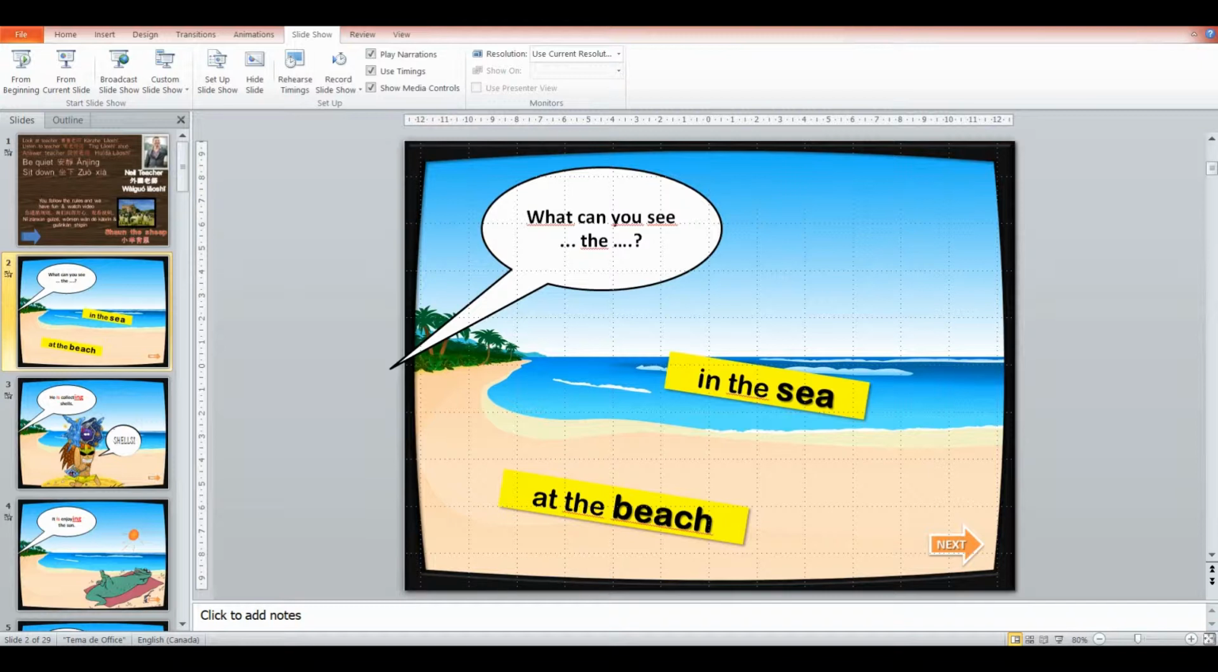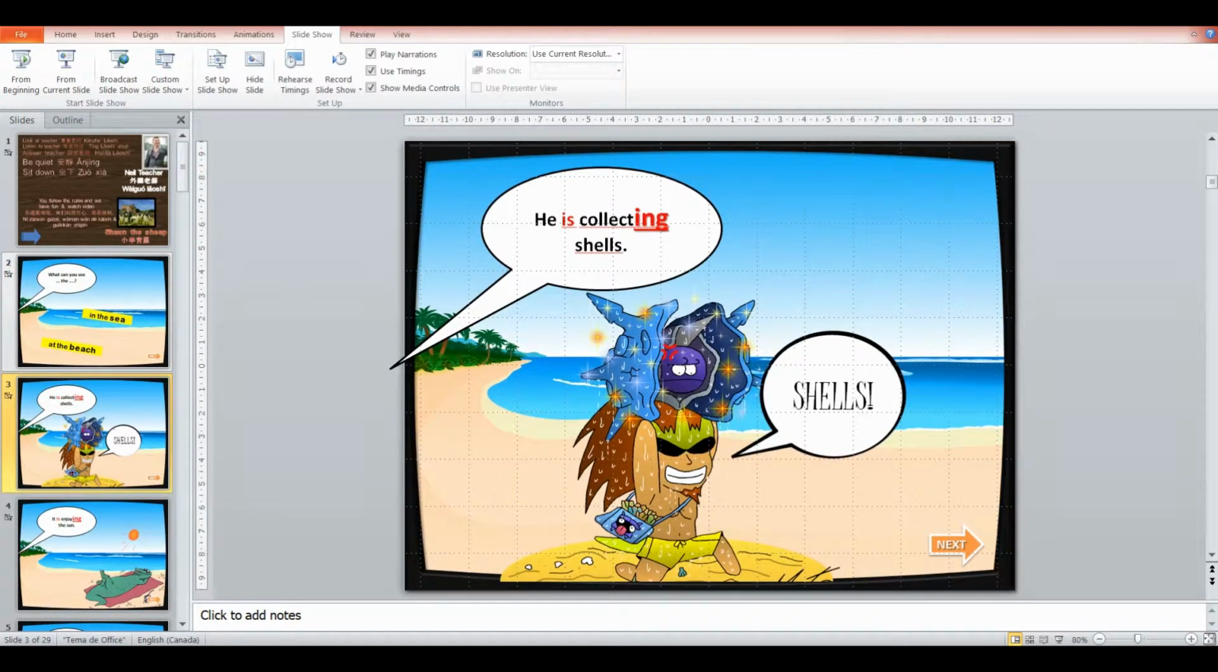This one is a quick question about what can you see in the sea and what can you see at the beach, just to get them thinking about the beach and the sea and see what vocabulary they know. I've already got an understanding generally of what I think they know, but it's always good to prompt them and see what they can recall. Then we start going on to vocabulary that's new, or the structure that we're wanting to use.